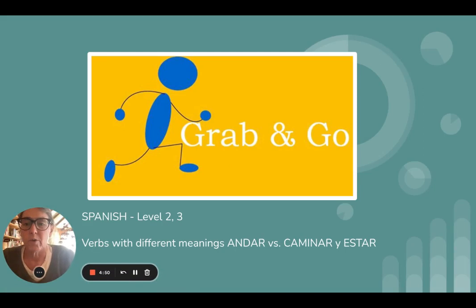We are working on different meanings of words in context, and today the verbs that we're going to talk about are andar versus caminar, andar versus estar. So the verb andar is the main focus.